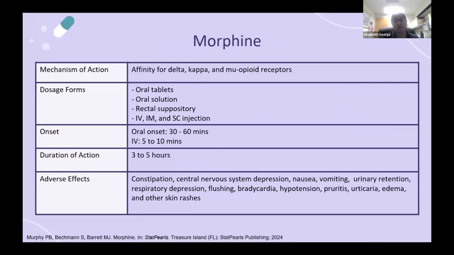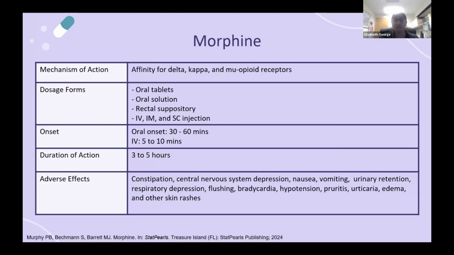So first, I'm going to briefly go over morphine. Like other medications in this class, morphine has an affinity for delta, kappa, and mu opioid receptors. This drug produces most of its analgesic effects by binding to the mu opioid receptor within the CNS and the peripheral nervous system. The net effect of morphine is the activation of the descending inhibitory pathways of the CNS, as well as inhibition of the nociceptive afferent neurons of the PNS.